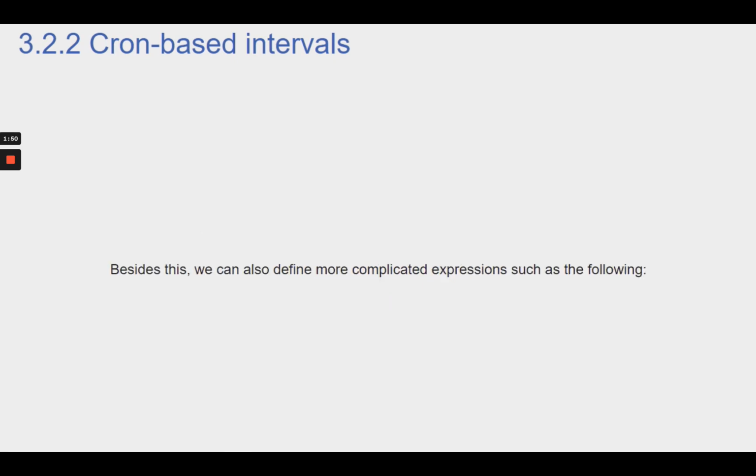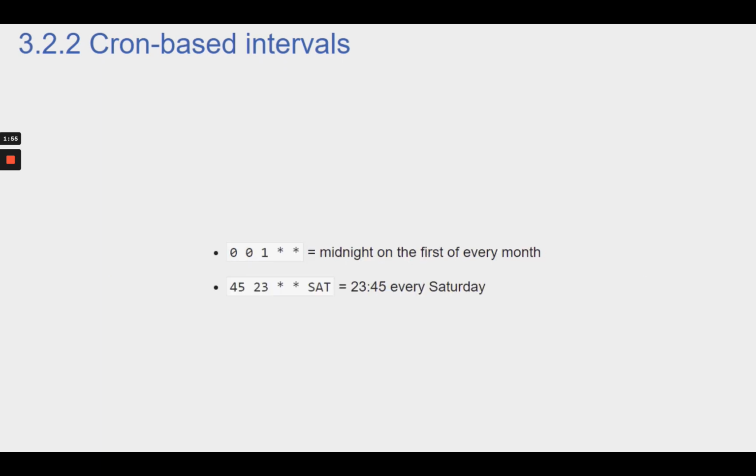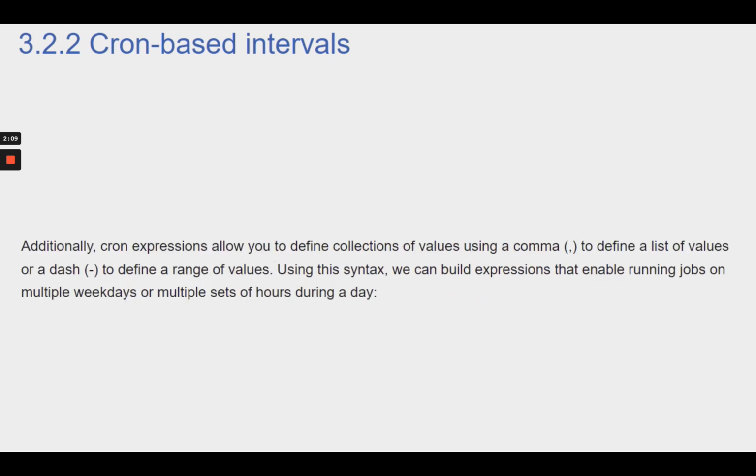Besides this, we can also define more complicated expressions, such as the following. 0 0 1 * * equals midnight on the first of every month. 45 23 * * SAT equals 23:45 every Saturday. Additionally, cron expressions allow you to define collections of values using a comma to define a list of values, or a dash to define a range of values.